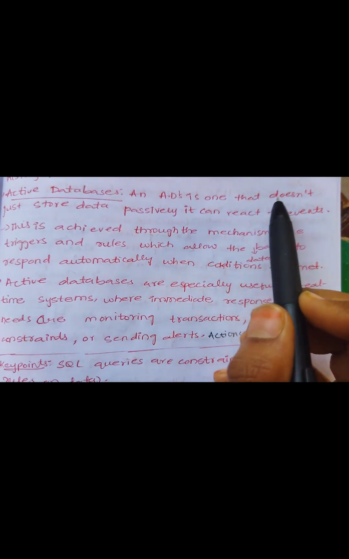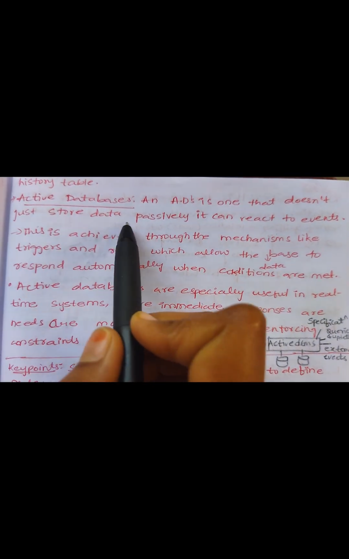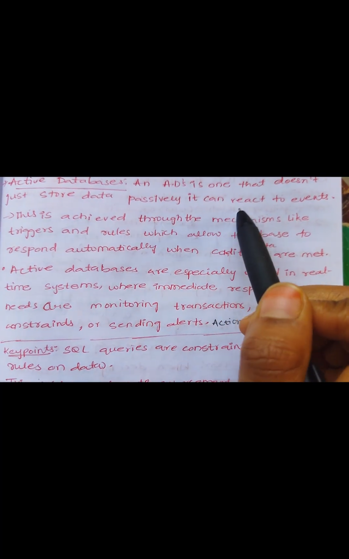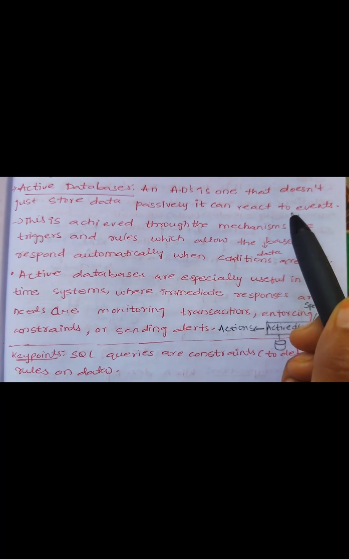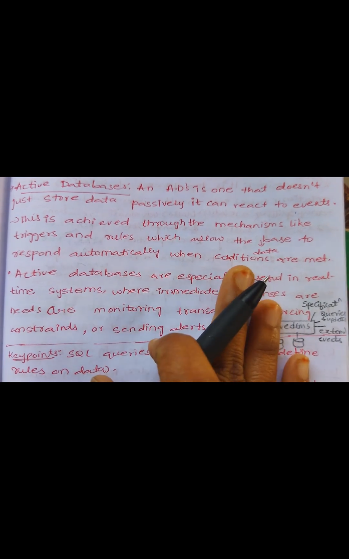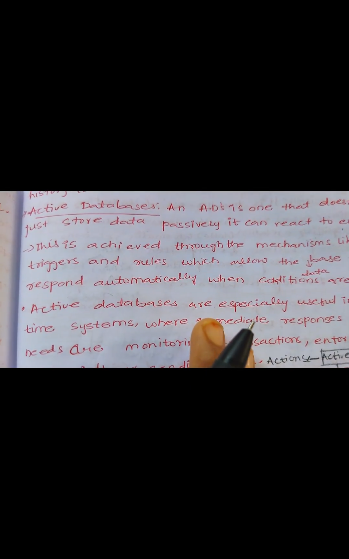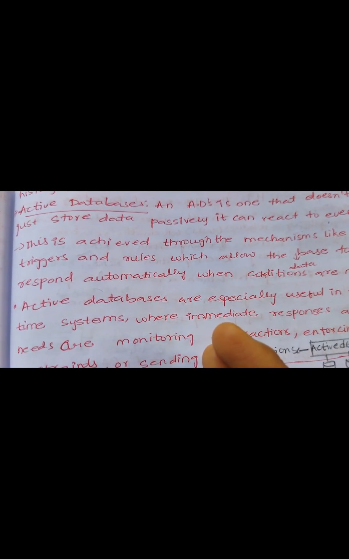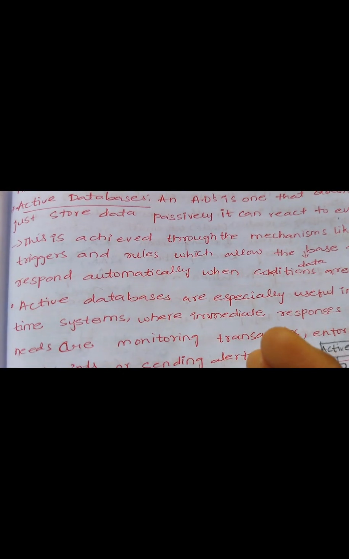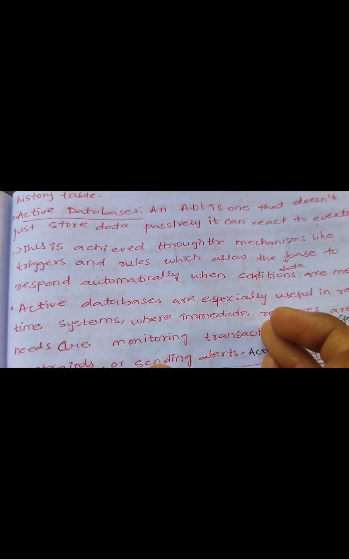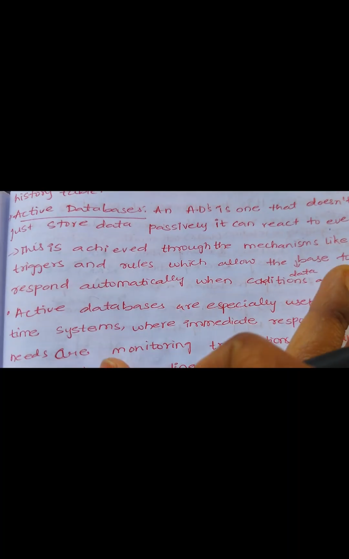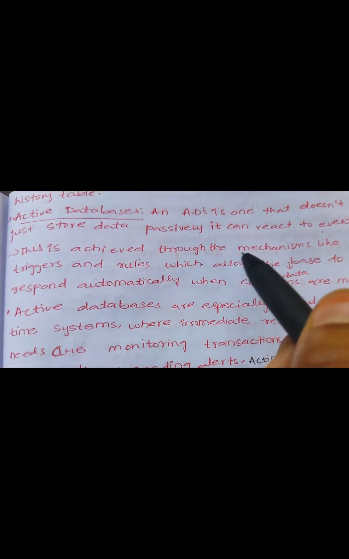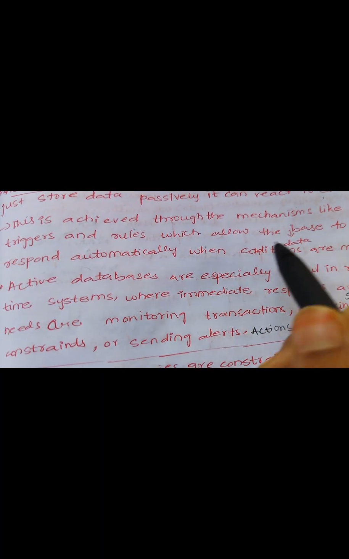Active databases. An active database is one that does not store data passively. It can react to events. An active database should not only store a value, but it reacts to an event. Like insert means it reacts to the inserting concept. It will react to an inserting event, but it is not used for storing data passively. It is achieved through mechanisms like triggers and rules, which allow the database to respond automatically when conditions are met.